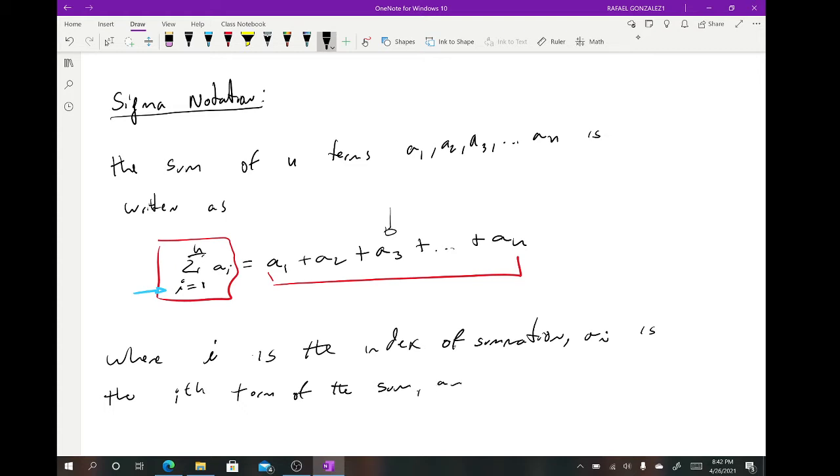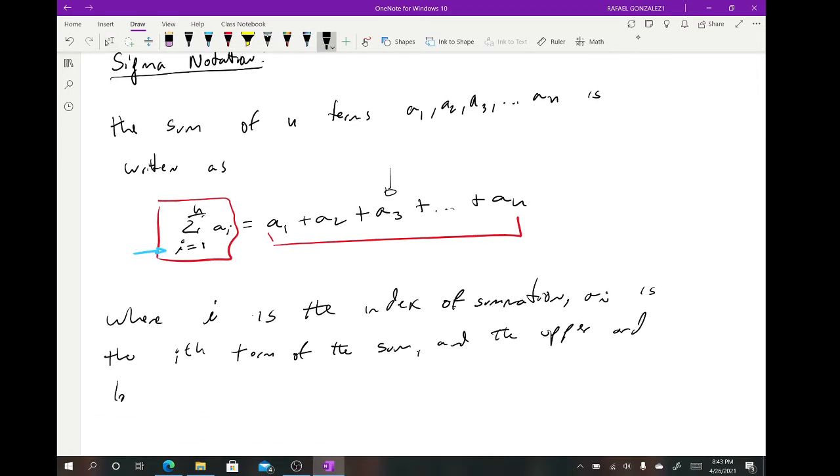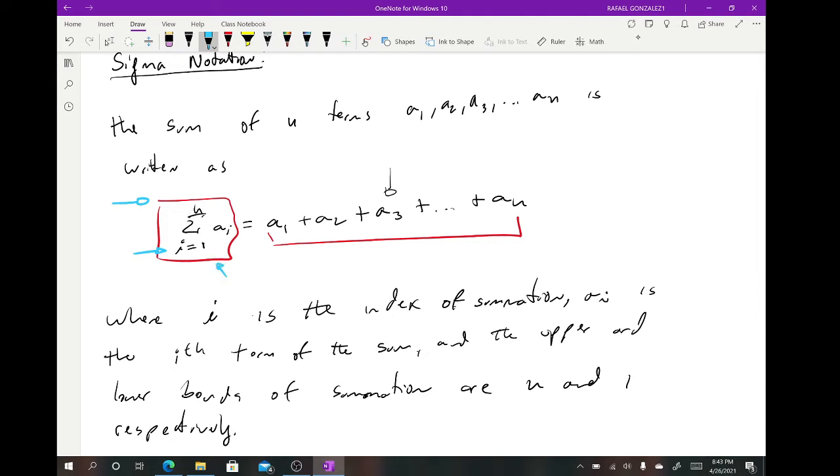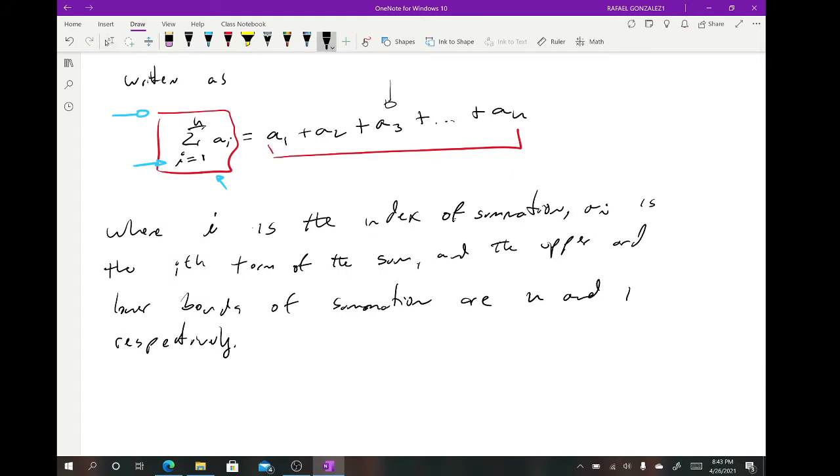And the upper and lower bounds of the sum are n and 1 respectively. So this n that you see up here is the upper bound, and this 1 is the lower bound. Now, what do I mean by upper and lower bound? n is the maximum value that the index achieves, and the 1 is, in this case, the lowest value that the index achieves.